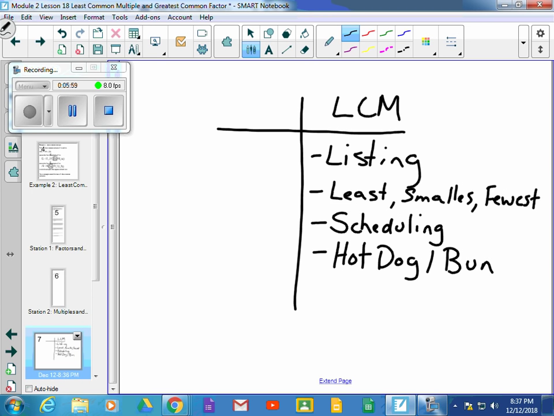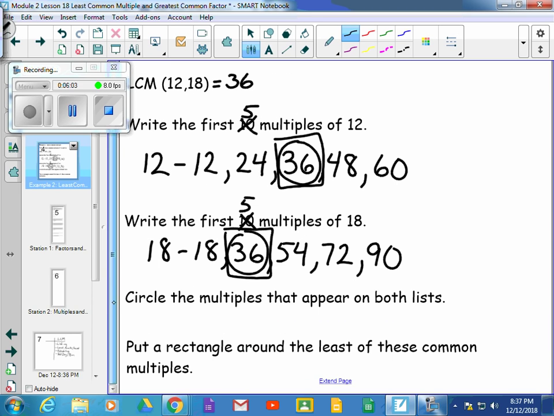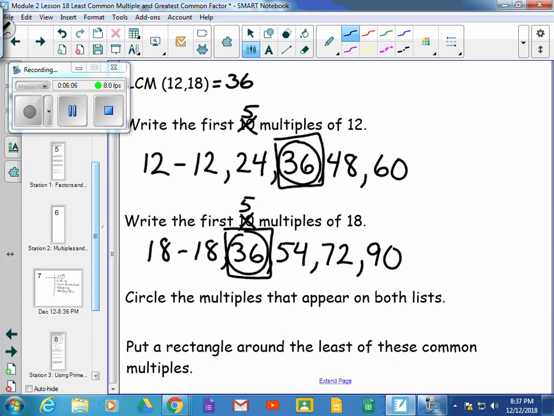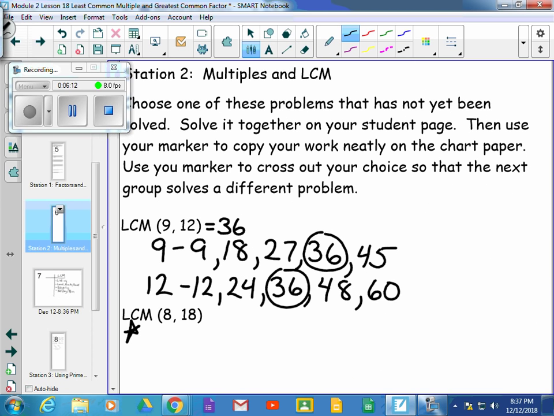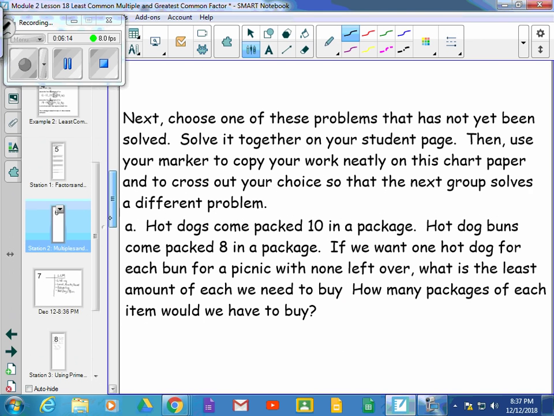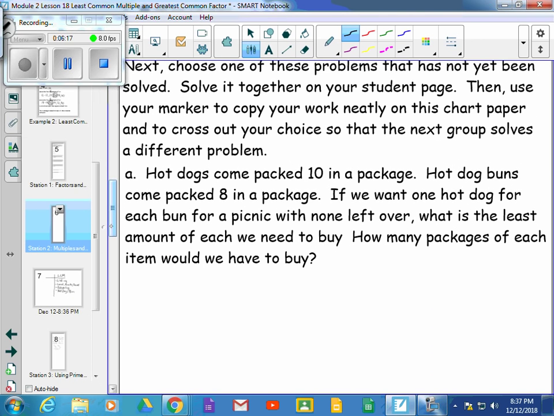And if we look back into our first word problem, oops, wrong question. Look back into our first word problem. Letter A talks about hot dogs and hot dog buns. Hot dogs come packed 10 in a package. Hot dog buns come packed 8 in a package. If we want one hot dog for each bun for a picnic with none left over, what is the least amount of each we need to buy? And how many packages of each item would we have to buy?